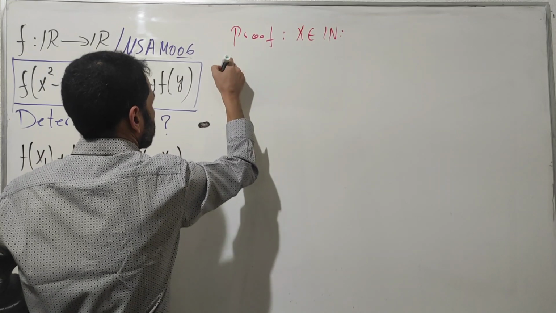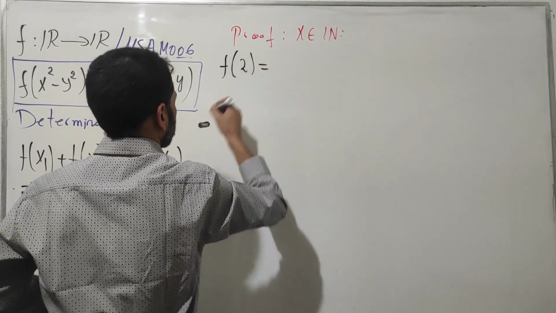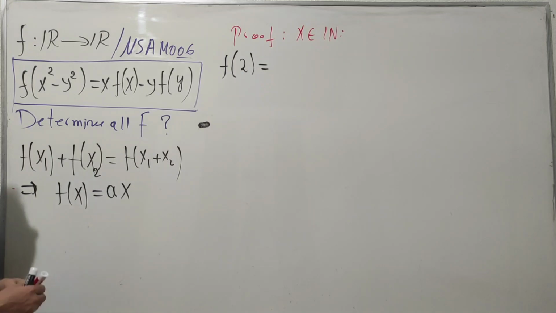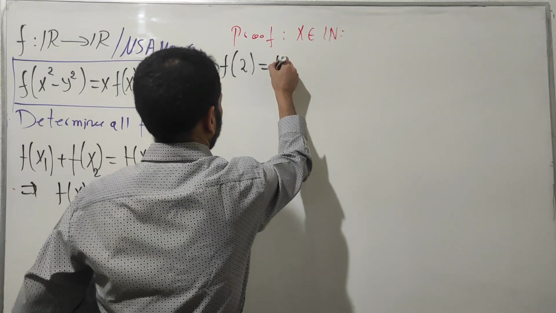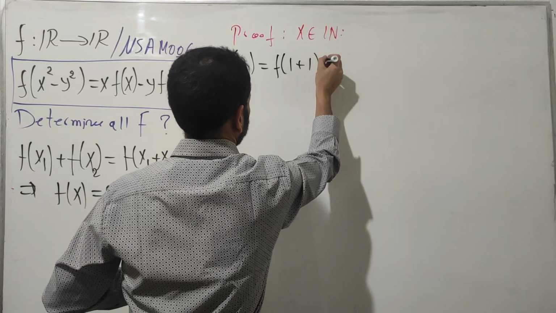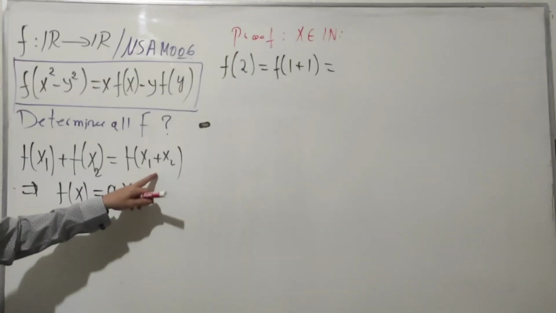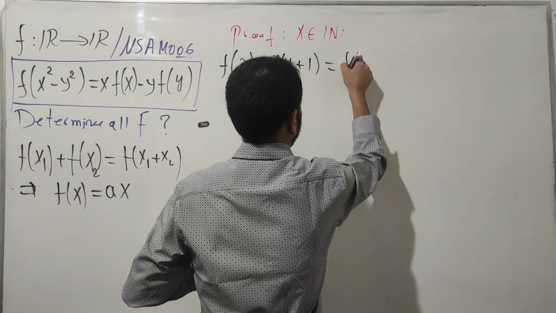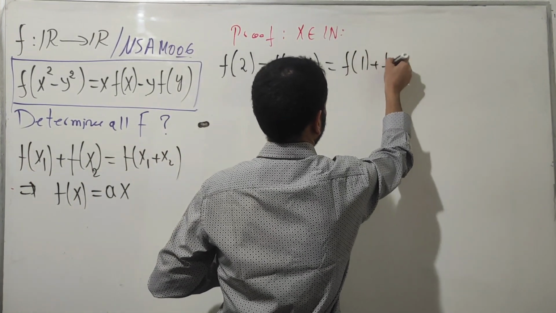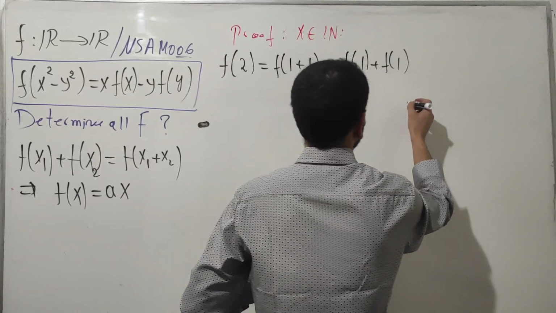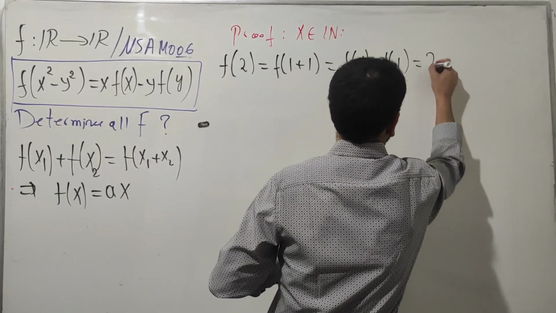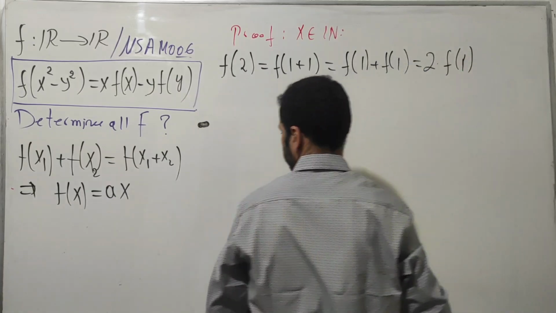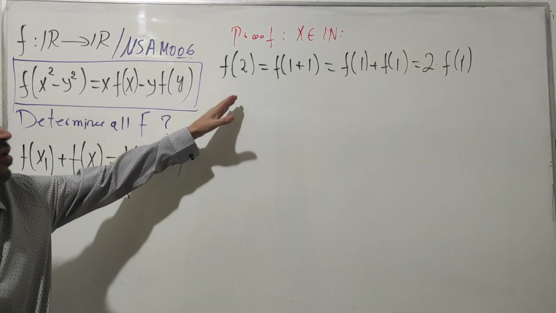Let's take f of 2, for example. I'm going to start with this one. We get f of 2 equals f of (1 plus 1). I'm going to apply this theorem as an additive function: f of 1 plus f of 1. So this is clearly going to give us 2 multiplied by f of 1. Okay, let's do this inductively.